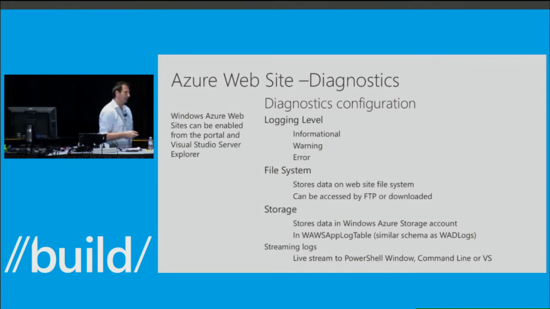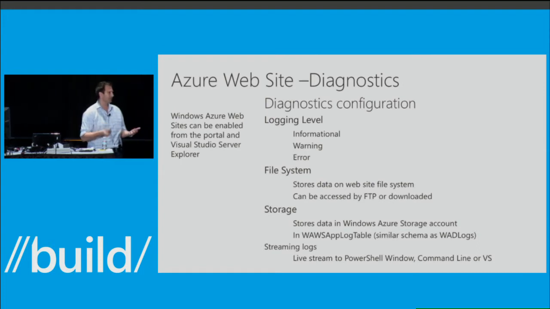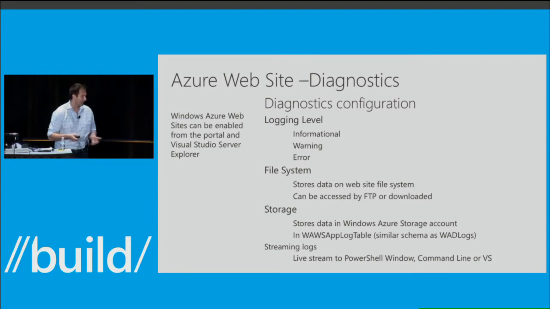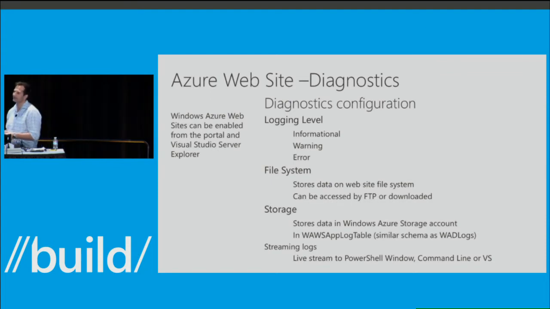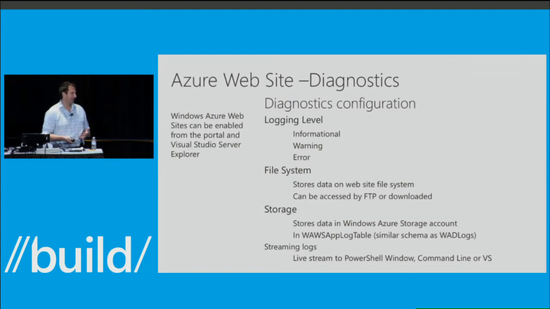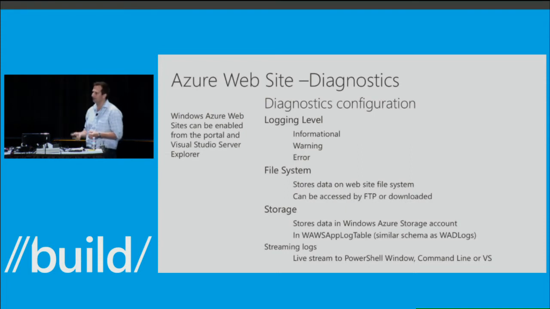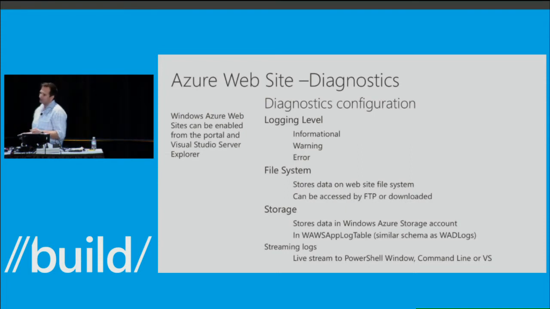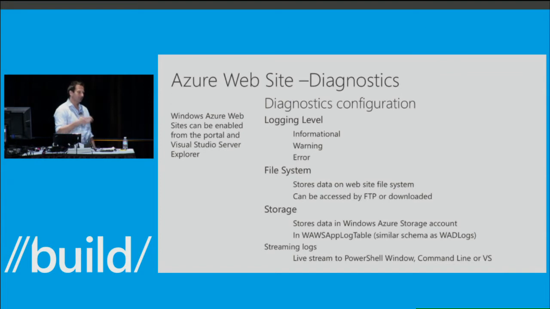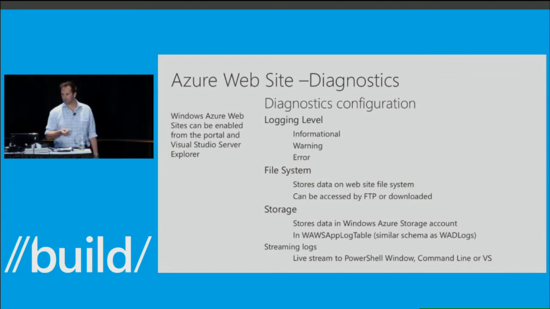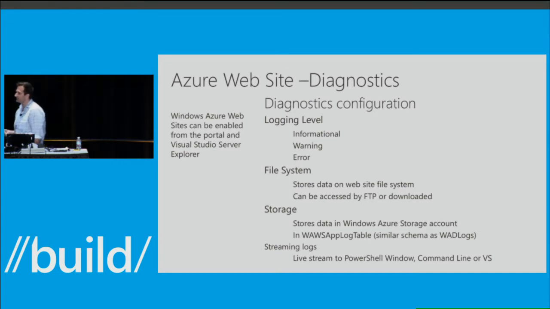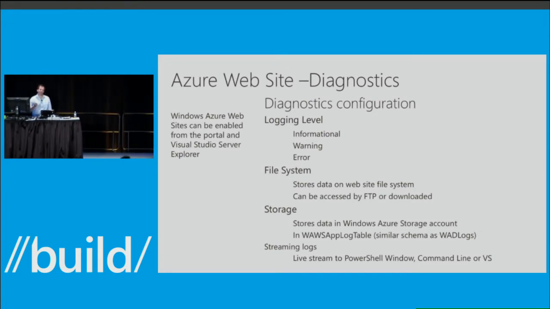If you store this data in a Windows Azure Storage account, it's pretty much the same concept as Windows Azure Diagnostics for Cloud Service. It's actually going to store the data in a table. It's called the Windows Azure Websites app log table, which has pretty much the same schema as the Azure Diagnostics table for logs. And then a really cool feature is streaming logs. So you can actually live stream your logs back into Visual Studio. I don't know, have you seen that? Have you heard about it?